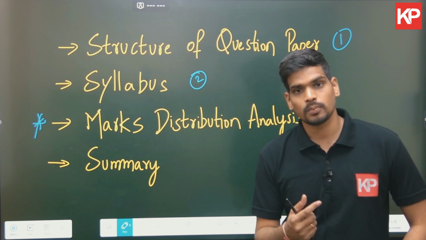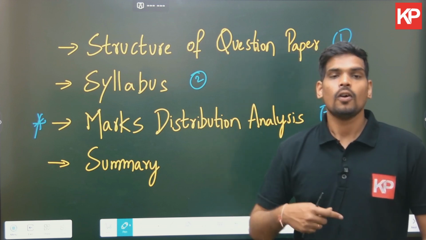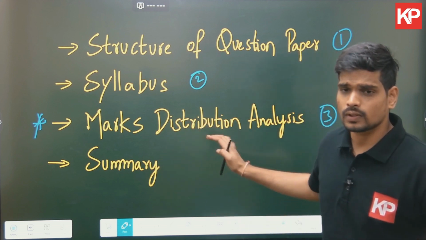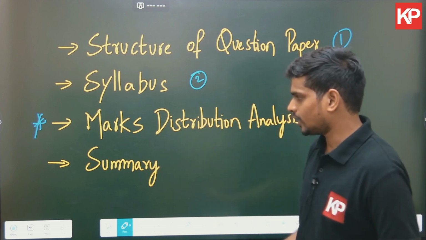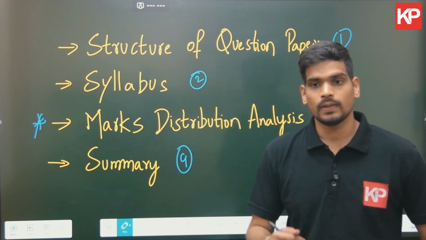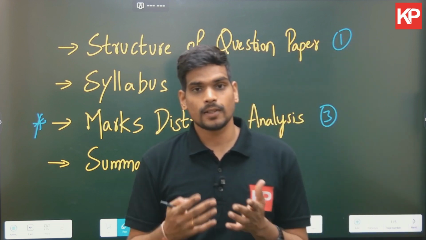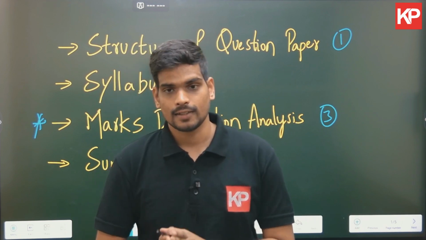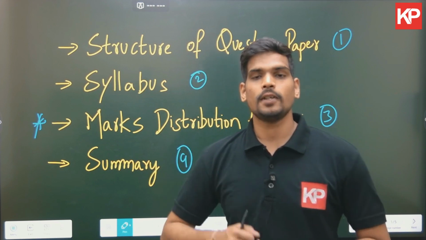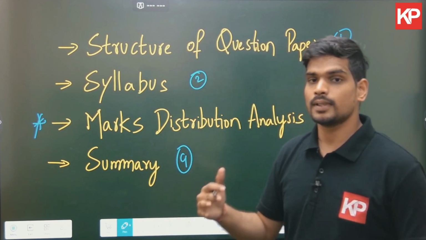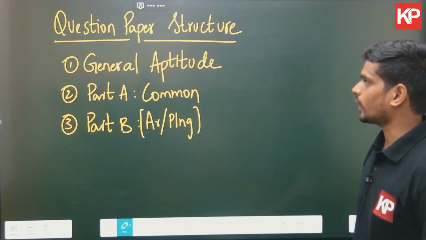So what is the marks distribution? So it's an analysis of the recent changes in the pattern of the question paper. So we will focus on that marks distribution in the third portion, and finally we will have a quick summary of all the points which we discussed. So some important pointers which you need to remember in the preparation for the GATE examination of architecture and planning. So that's the structure of this video. So let us go through the details one by one, starting with the question paper structure. That's the first thing we will be looking into.